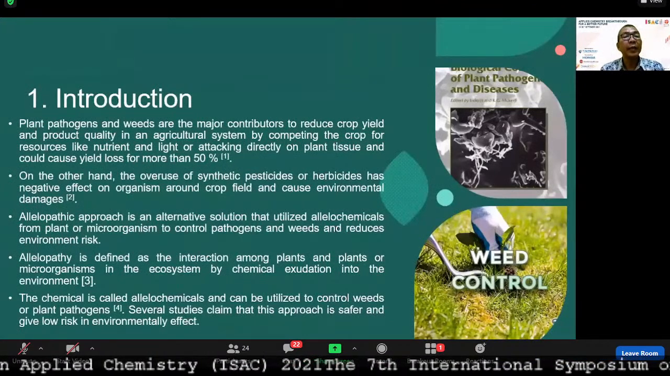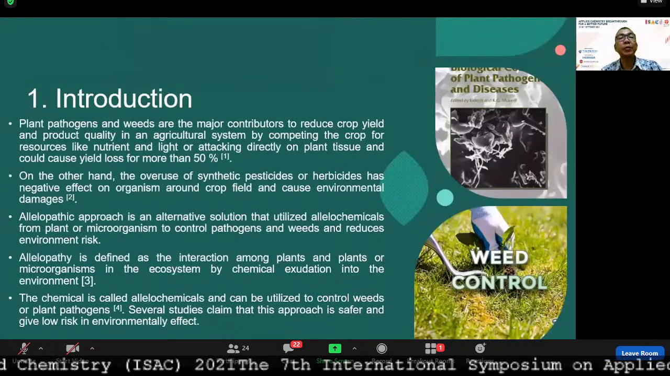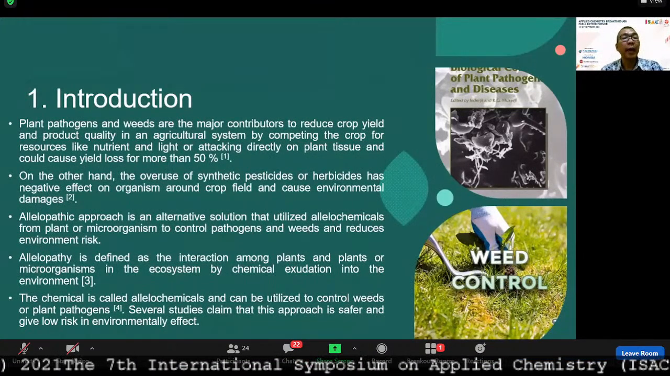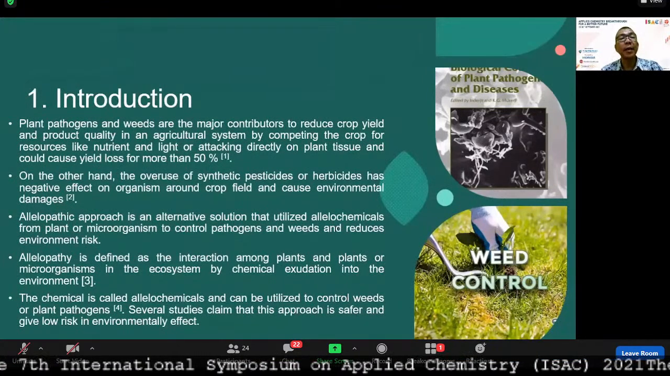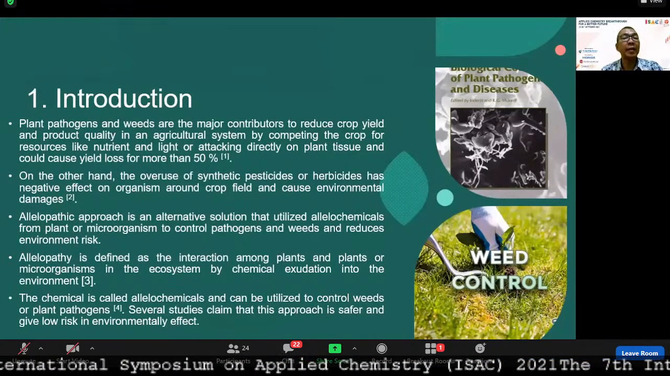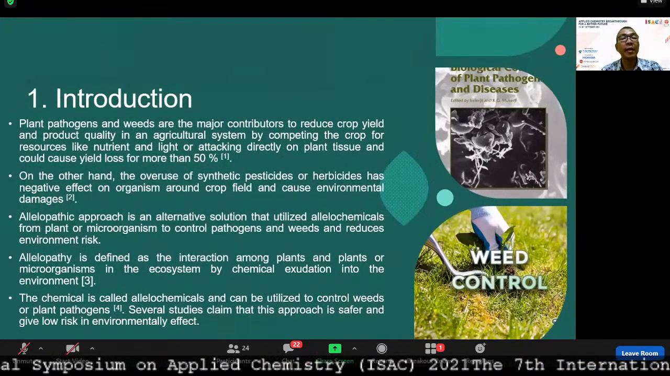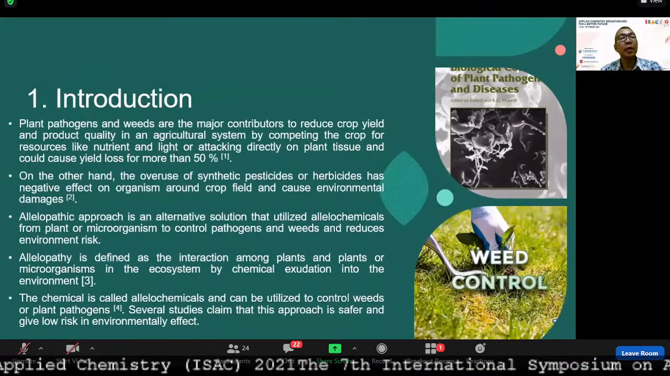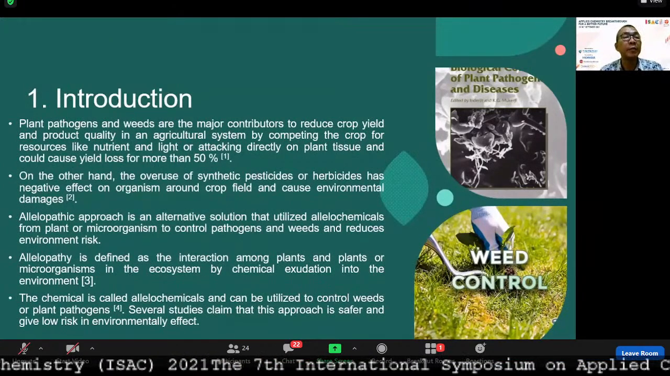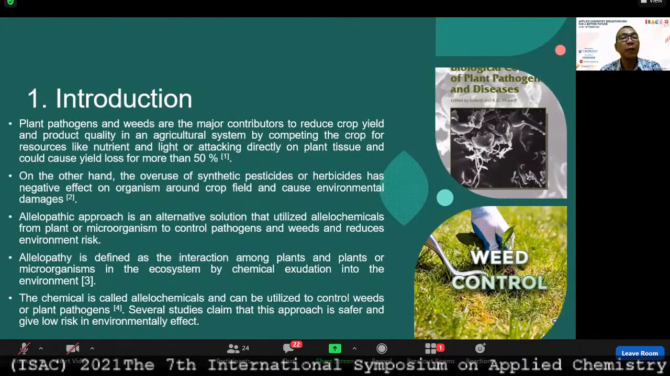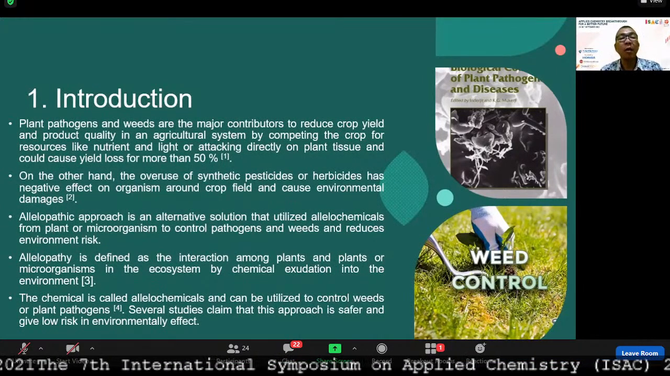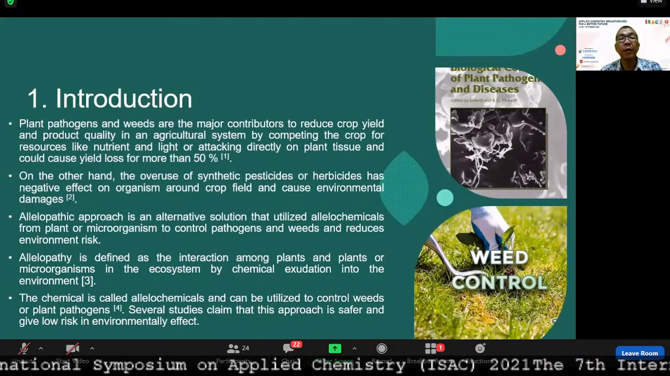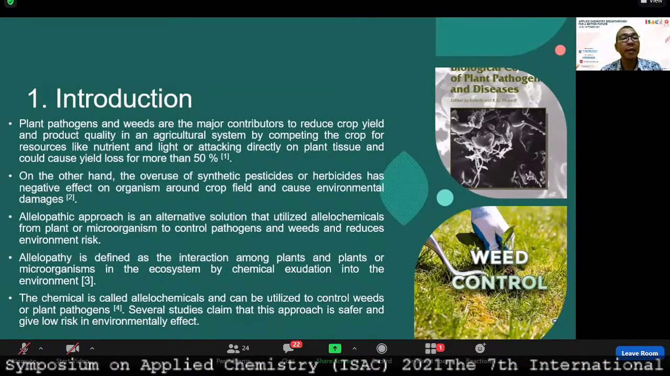Introduction. Plant pathogens and weeds are the major contributors to reduced crop yield and product quality in agricultural systems, by competing with the crop for resources like nutrients and light or attacking plant tissue directly, and can cause yield loss of more than 50%. On the other hand, the overuse of synthetic pesticides or herbicides has negative effects on organisms around the crop field and causes environmental damage.